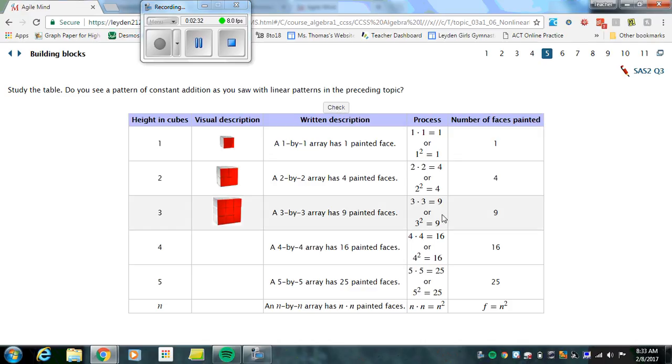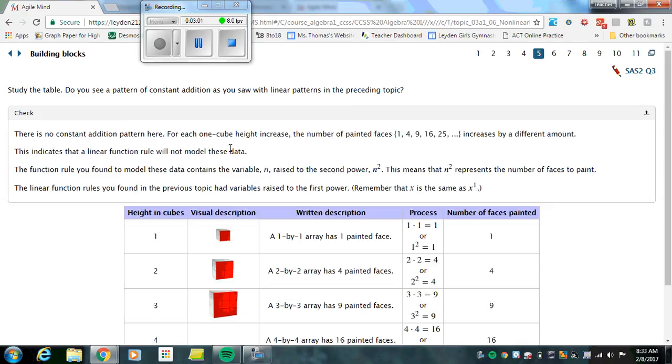As we notice down here, an n by n array has n times n painted faces. Please fill that out in your table. So the process is n times n equals n to the second power, or n squared, because there are 2 n's we're multiplying. So the number of faces painted is f, the function, equals n squared. Is this pattern linear? No. There is no constant addition pattern here, which means it is not linear.